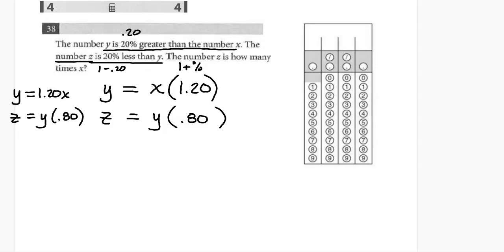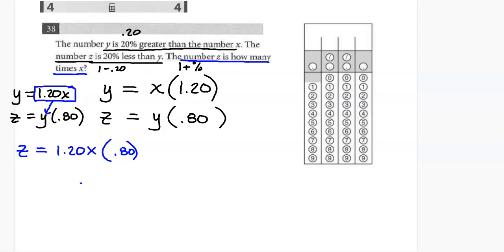I think what I can do here, because what they want finally is the number z is how many times x. So I need to get z and x related, so I need to get y out of there. So I'm going to use substitution. Since I know that y equals this, I can plug it in. So z equals 1.20x times 0.80. And 0.8 times 1.2 is 0.96x.